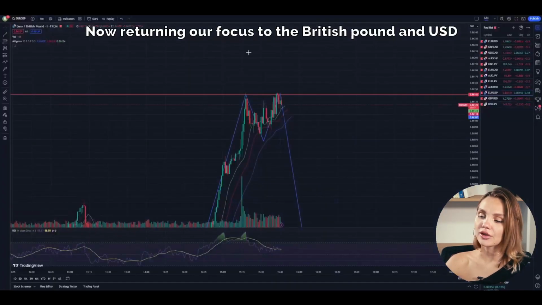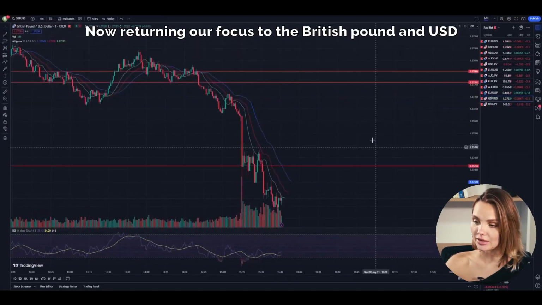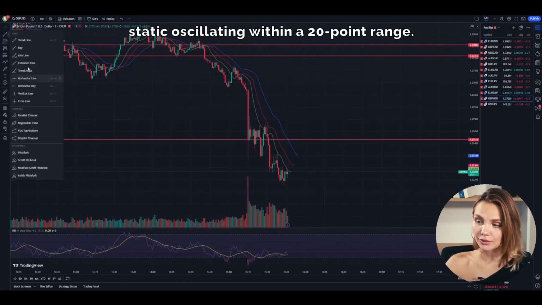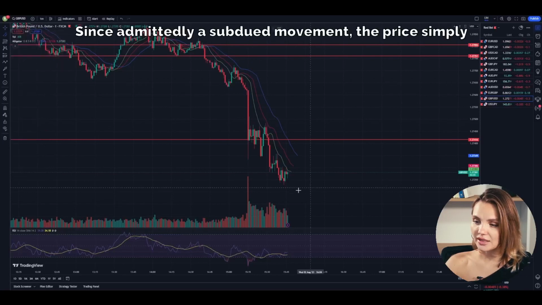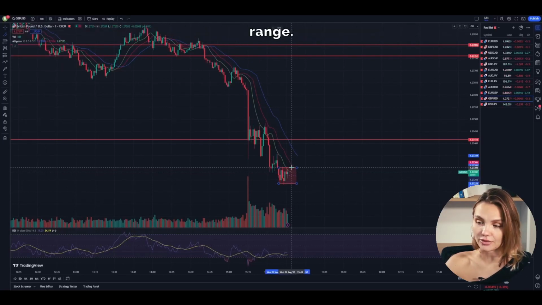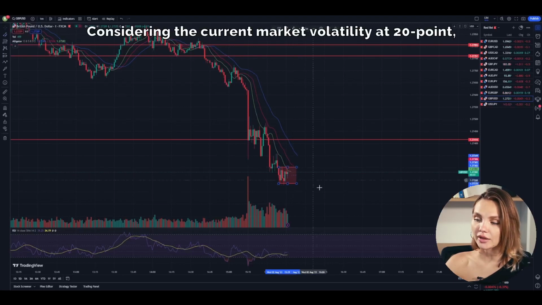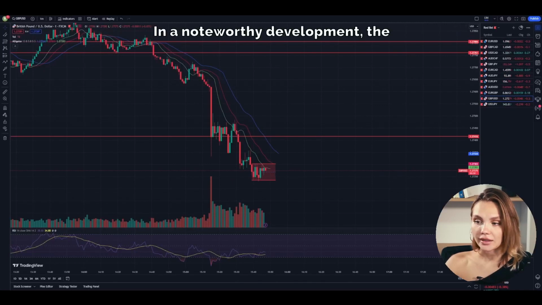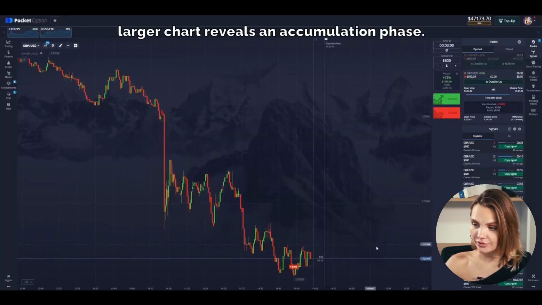Now, returning our focus to the British pound and USD currency pair, the price remains relatively static, oscillating within a 20-point range. It's admittedly a subdued movement. The price simply fluctuates within this narrow range. Considering the current market volatility, a 20-point movement can be categorized as minimal. In a noteworthy development, the larger chart reveals an accumulation phase.